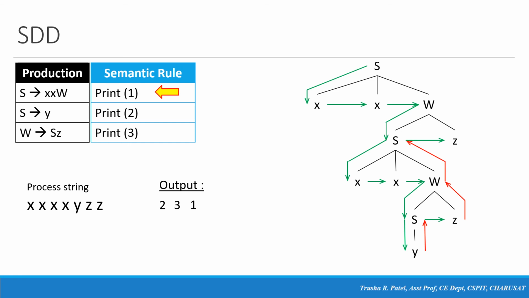Now S to Z, then Z to W, that is again a reduction step. So we have to follow the respective semantic rule and print 3 on the output screen. And last is S replaced with XXW. So the semantic rule is printing 1 on the output screen. That means if I give 4 times X, Y, 2 times Z as an input string, then my SDD will give 23131 as an output.